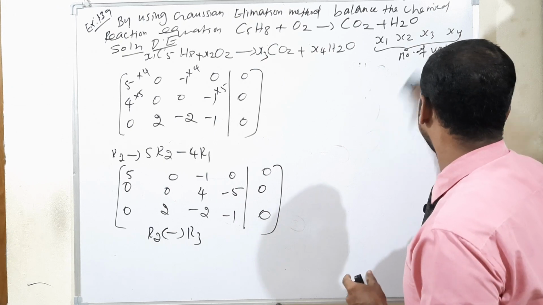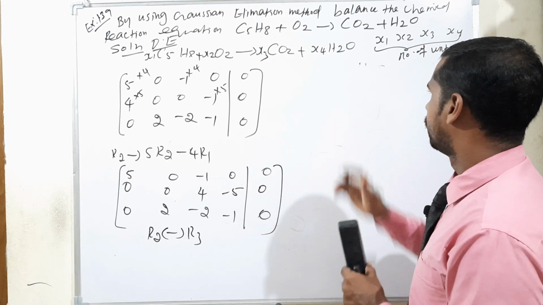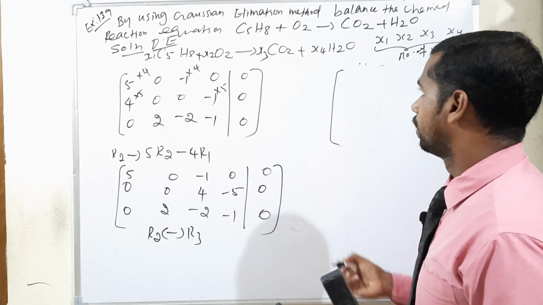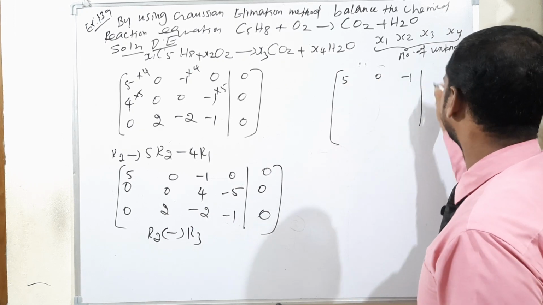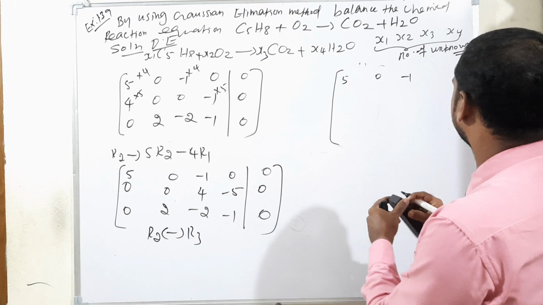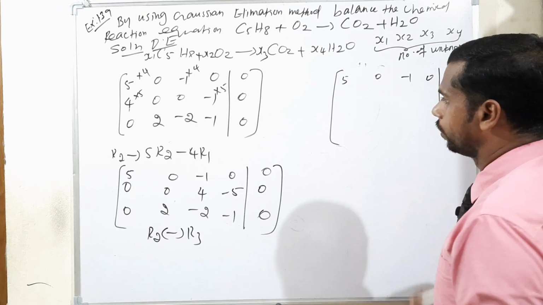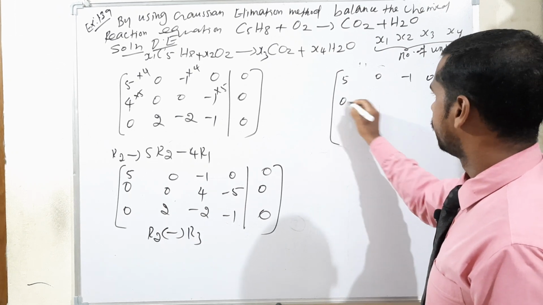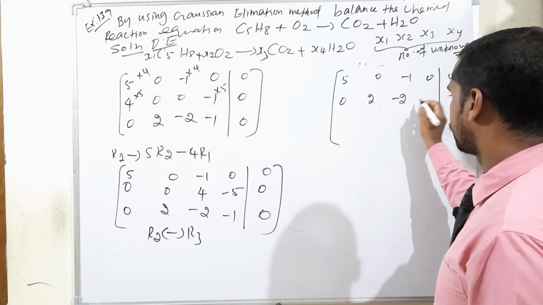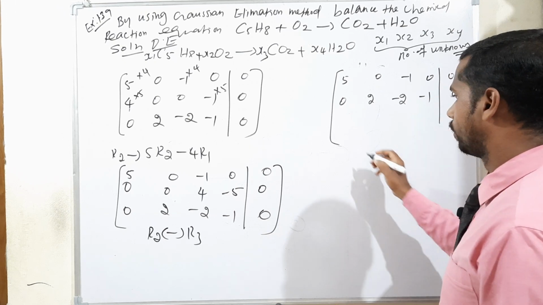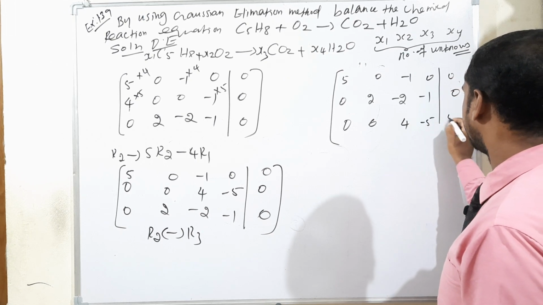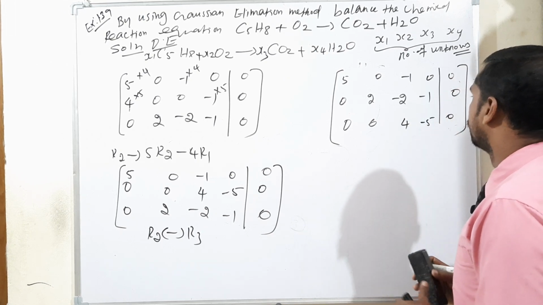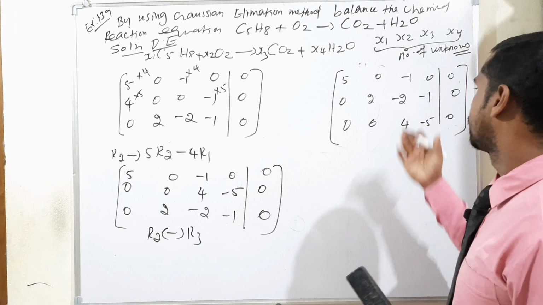R2 interchange R3, R1 as it is. R1: 5 0 minus 1 0 0. Next one: 0 2 minus 2 minus 1 0. Again: 0 0 4 minus 5 0. So listen, now this is called row echelon form.